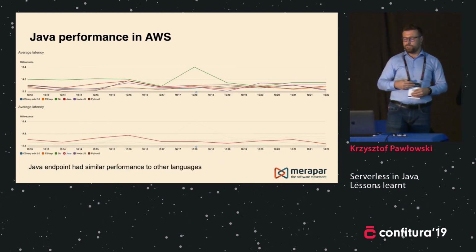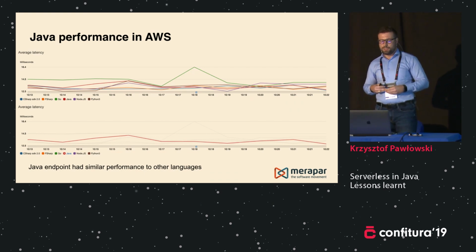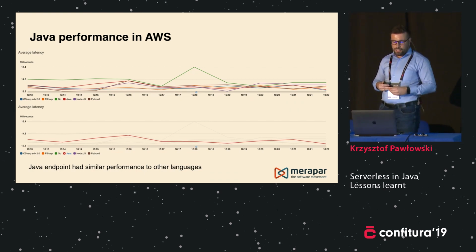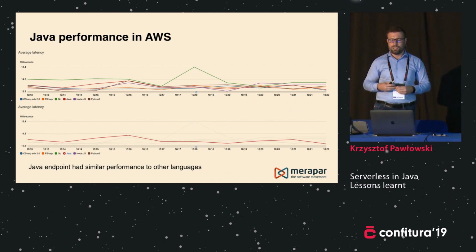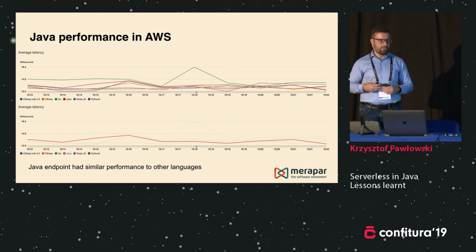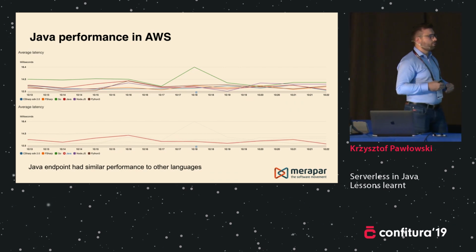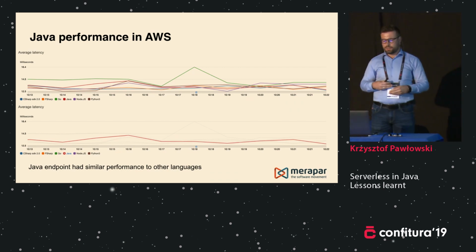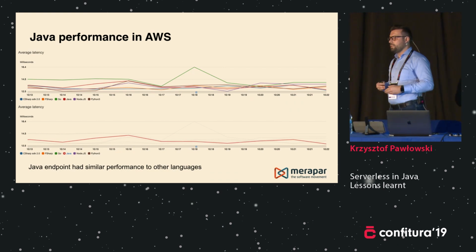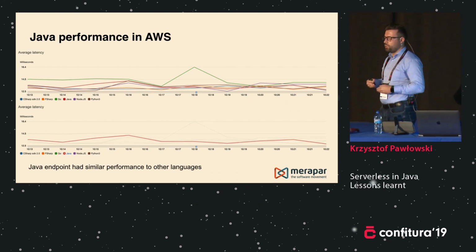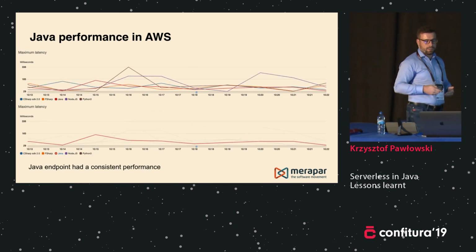And now we are going to the endpoint itself that I described before. So we can see that now Java is the red line. We can see that Go language is still the worst in this case, but for other languages there is not so much difference. Still, the average performance of all those endpoints written in different languages is more or less the same. And Java is still quite consistent here.